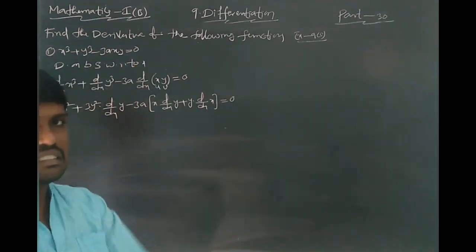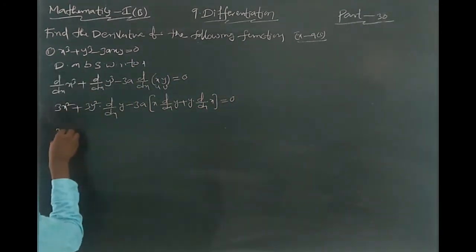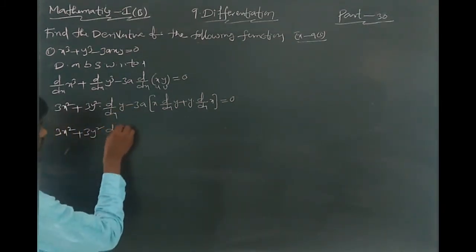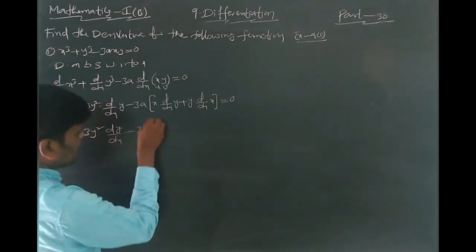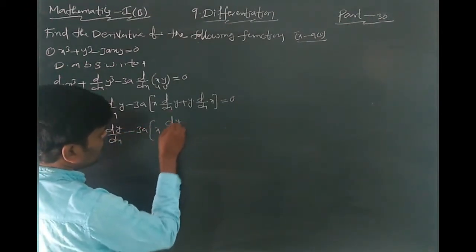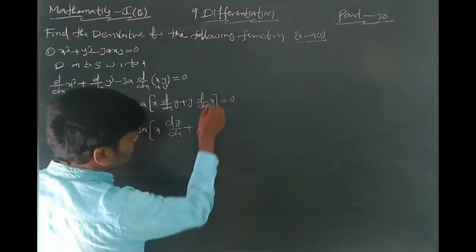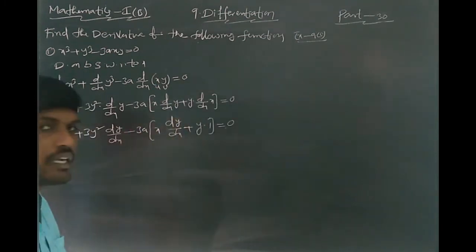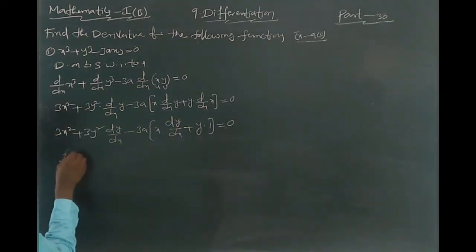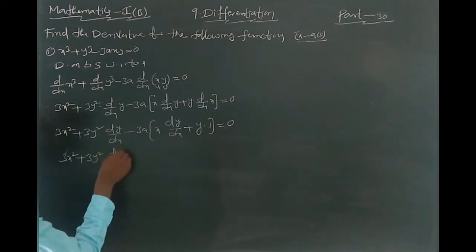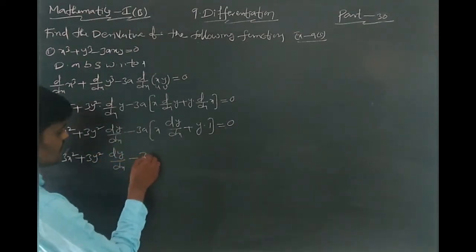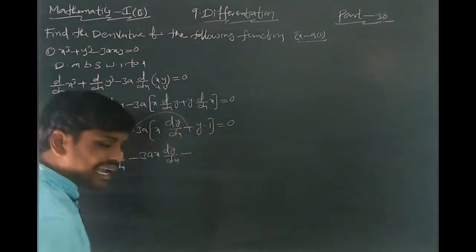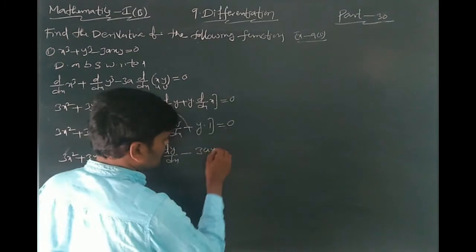The derivative of 0 is always 0. That's why you can write 3x square plus 3y square into dy by dx, minus 3a into x into dy by dx plus y into the derivative of x, which is 1, equal to 0. After that, multiply the terms internally: 3x square plus 3y square into dy by dx minus 3ax into dy by dx minus into plus minus 3ay into 1, you get minus 3ay.